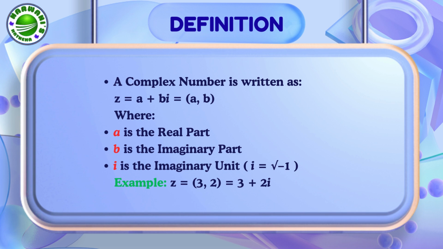Definition of complex numbers. A complex number is written as Z is equal to a plus b iota or the ordered pair (a, b), where a is the real part, b is the imaginary part and iota is the imaginary unit, where iota is equal to square root of -1. Example, Z is equal to ordered pair (3, 2) or 3 plus 2 iota.